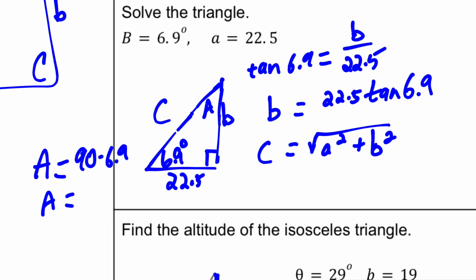So if I want to solve all of them, I can figure out the other missing angle by taking 90 minus 6.9, and that'll give me that angle. If I want to find B, I can take the tangent of 6.9 as opposite over adjacent. And if I multiply by 22.5, I can find out what B is. And now that I have B, and that I have my original A, I can take the square root of those squared and add it together to figure out C.